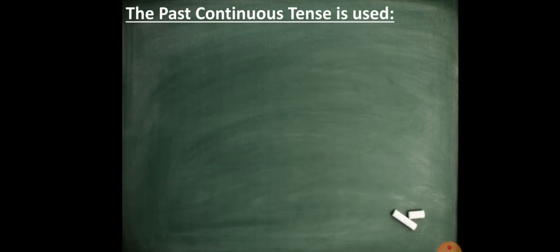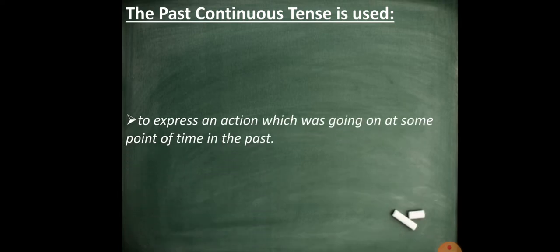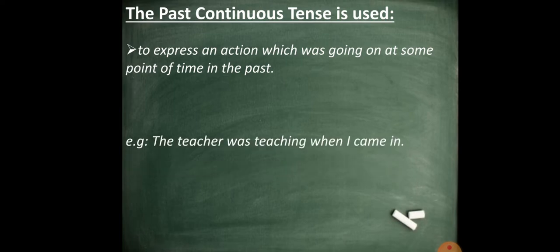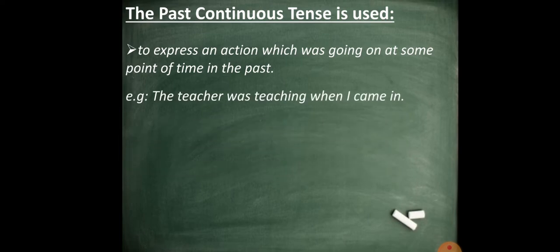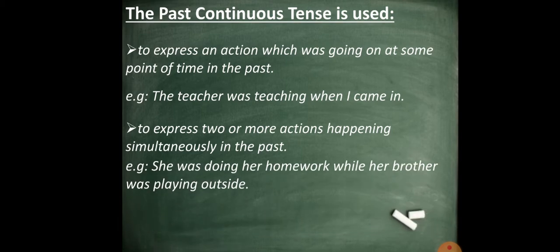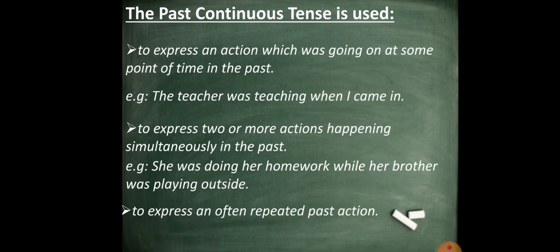The second form is the past continuous tense. The past continuous tense is used to express an action which was going on at some point of time in the past. For example, the teacher was teaching when I came in. So the action was going on at some point of time in the past. It is also used to express two or more actions happening simultaneously in the past. For example, she was doing her homework while her brother was playing outside. It is also used to express an often repeated past action. For example, he was always coming at odd hours.